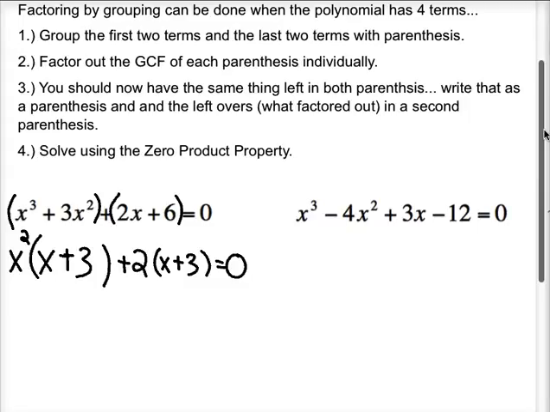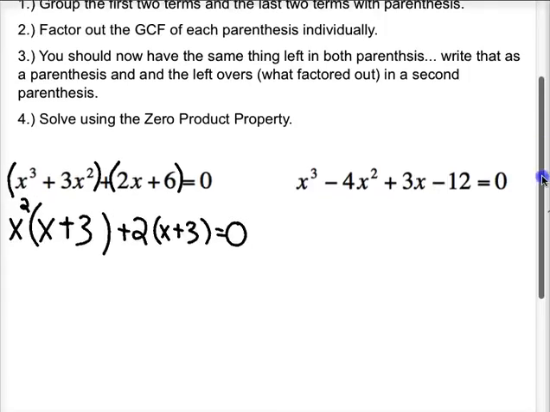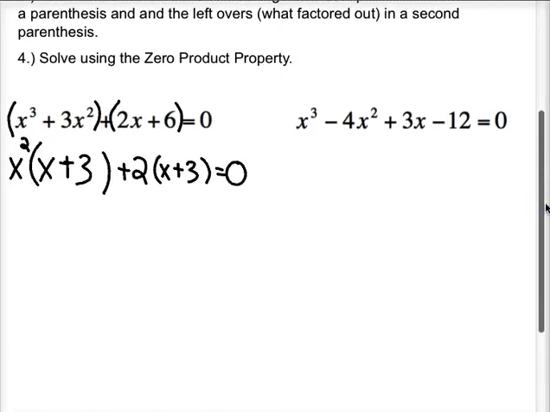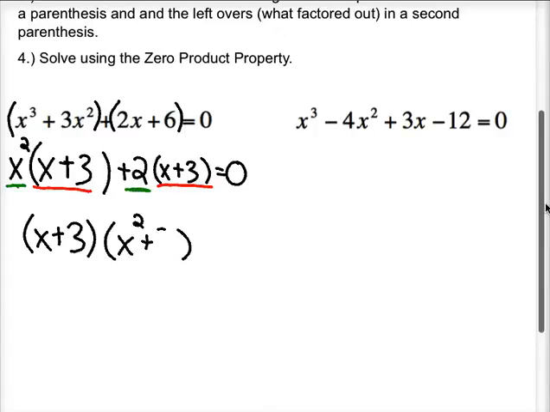Now, if you notice, those parentheses that are left behind, they're exactly the same. That's kind of the key to this, is now I'm going to pull that parenthesis together. So I'm going to pull that together and write it first. And then I'm going to put my leftovers, that x squared and 2 are my leftovers that are going to go in my second parenthesis. So that's the power of factoring by grouping, is now I have this in factored form.